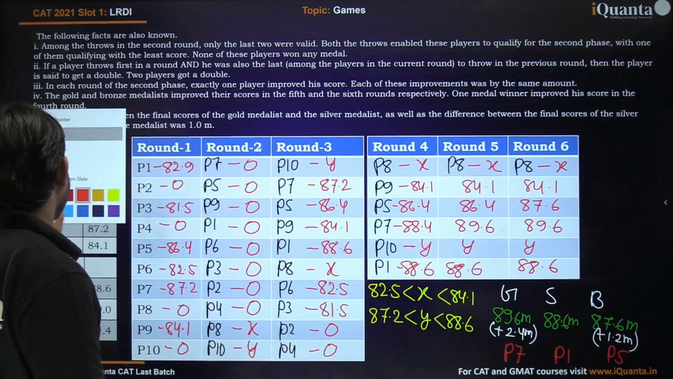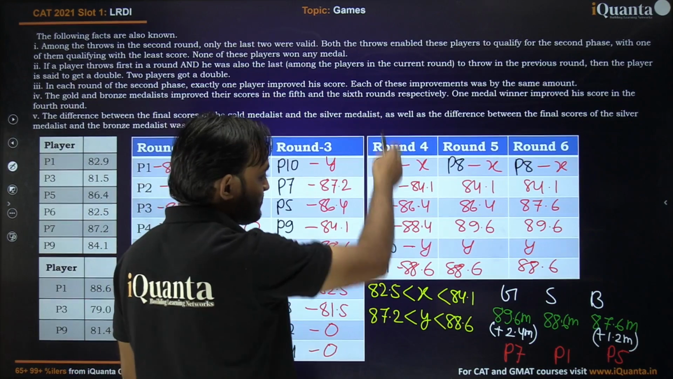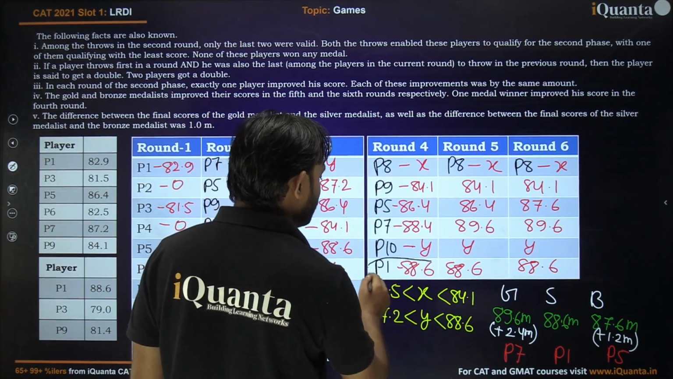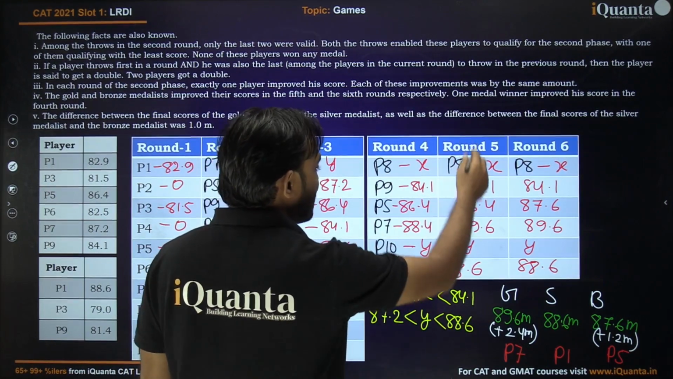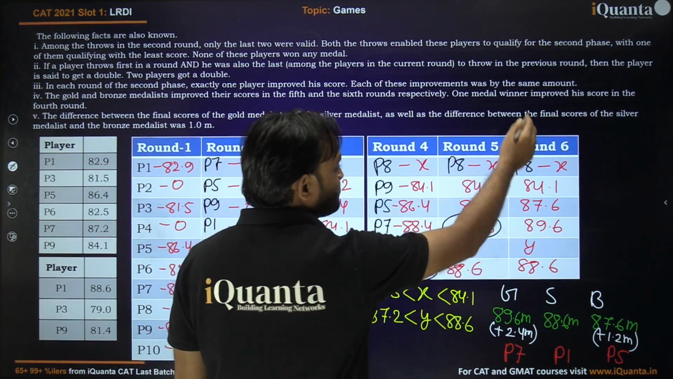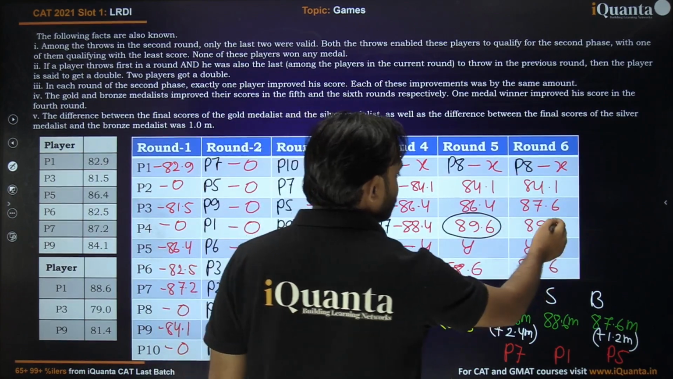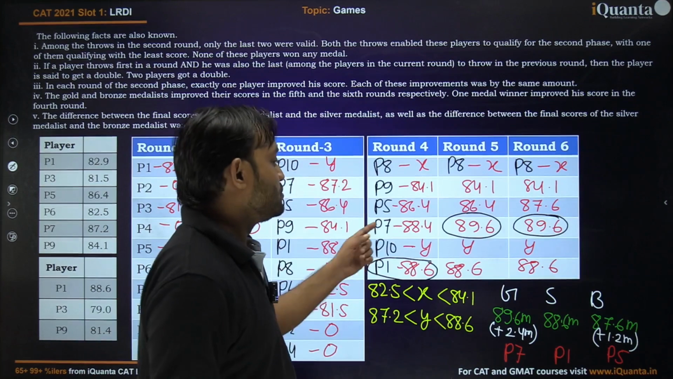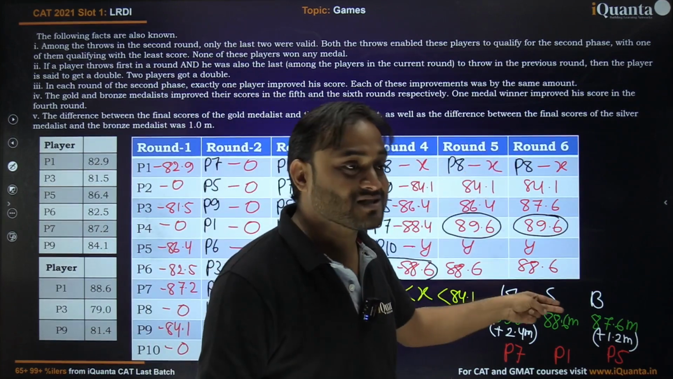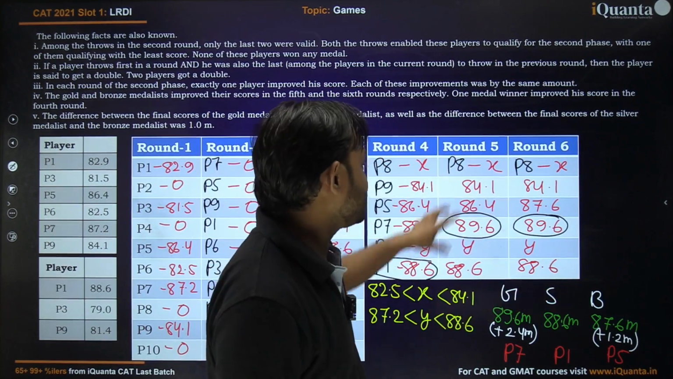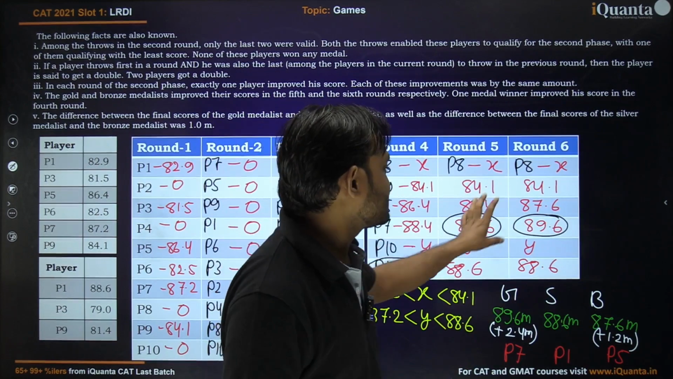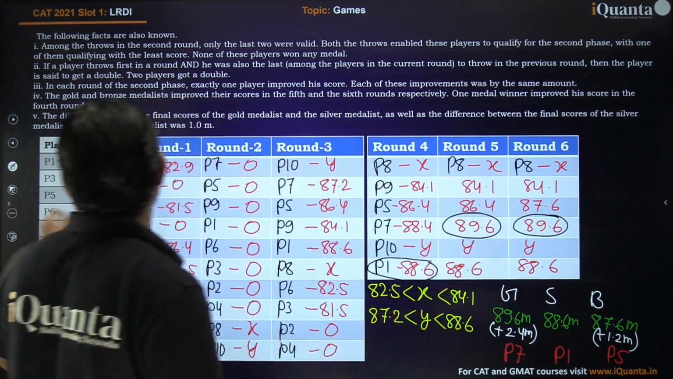Who was ranked first in the 4th round? Definitely P1, right? P1 was ranked first. Who was ranked first after the 5th round? It was P7. And who was ranked first after the 6th round? It was once again P7. So P7 was ranked first after round 5, and he must have thrown last after round 6. These are not according to their order; I have just written down their scores in particular rounds.